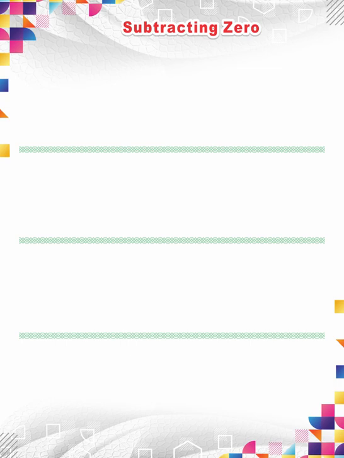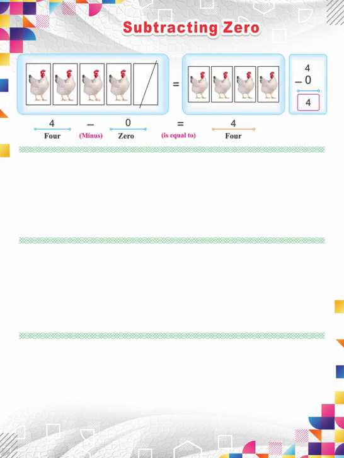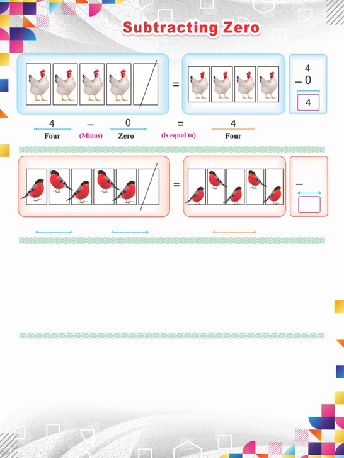Look at these pictures and subtract 0 from the given sums. If we subtract 0 from 4 hens, it will remain 4 hens. If we subtract 0 from 5 birds, it will remain 5 birds.